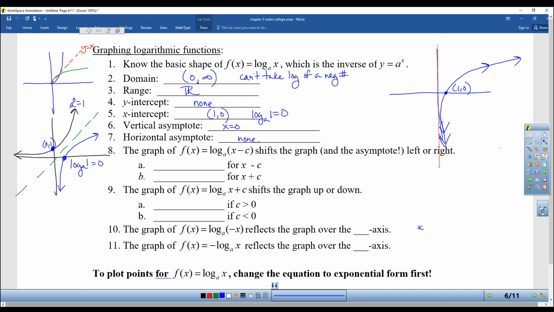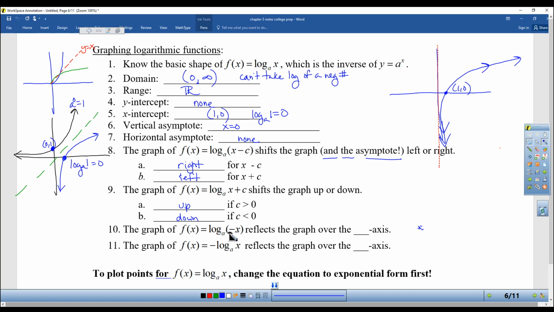Here is the fantastic thing about math. If you have an x minus c, that is going to shift it right, just like always. If it's an x plus c, it's going to shift it left. By the way, it also shifts the asymptote because it's vertical. That's going to move with it. If you have a plus c on the end, if the c is positive, it's going to move it up. And if the c is negative, it's going to move it down. This is not changed from any function we've studied all year.